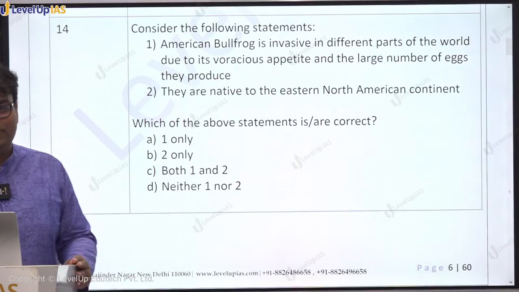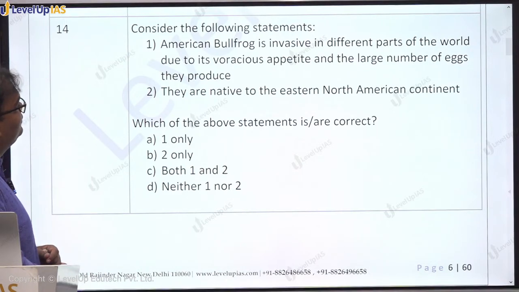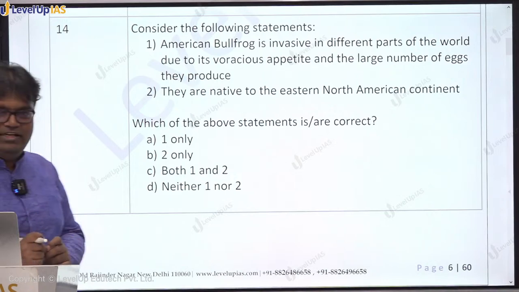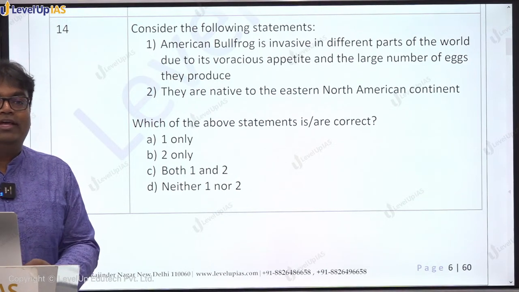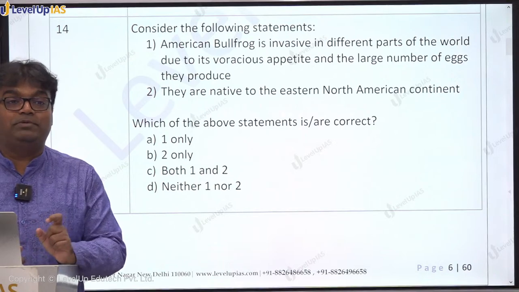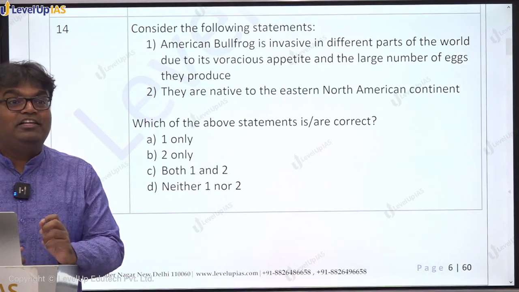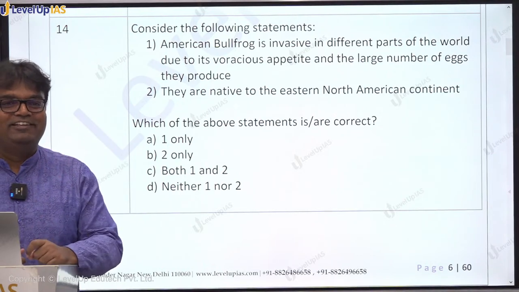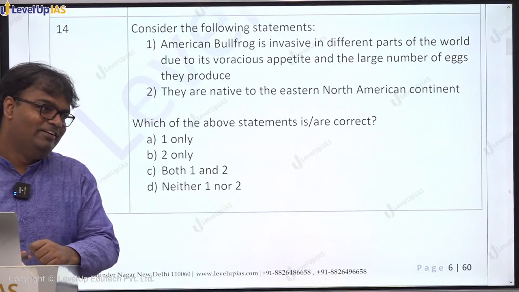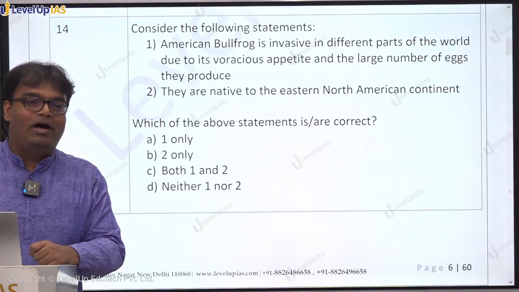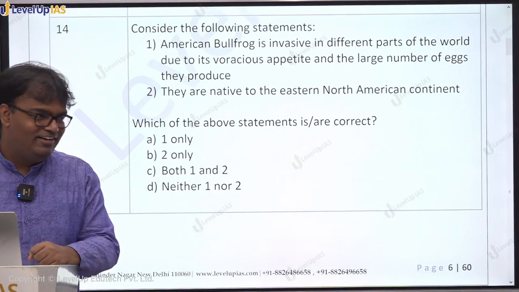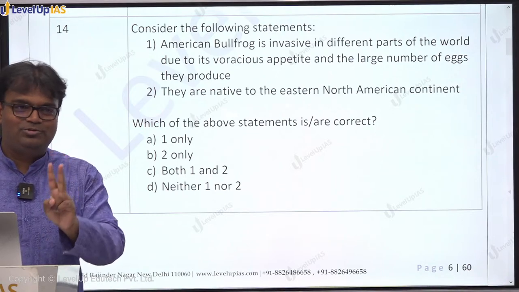Jayesh, question number 14. See, both 1 and 2. Is it correct? We saw examples. There were two species which we had specially discussed. Hindu mein ek article aaya tha ki they are the most damaging ones. One was the American bullfrog and the other was that snake. No, not Burmese rock python. Wo chota sa snake jo Guam island pe problem create kar raha hai. Right? We had studied those two species.